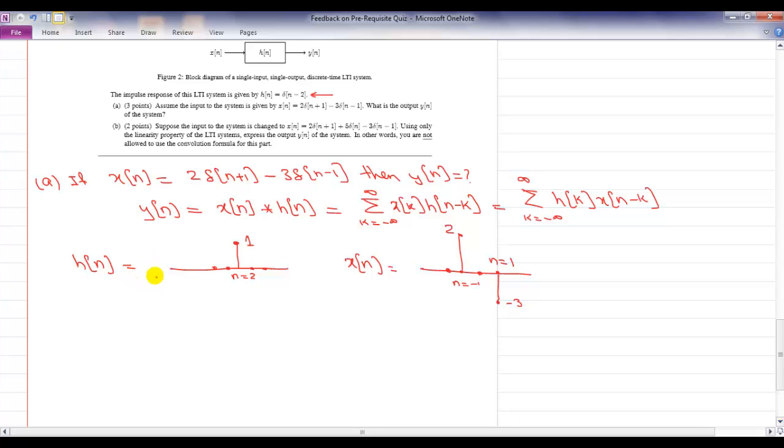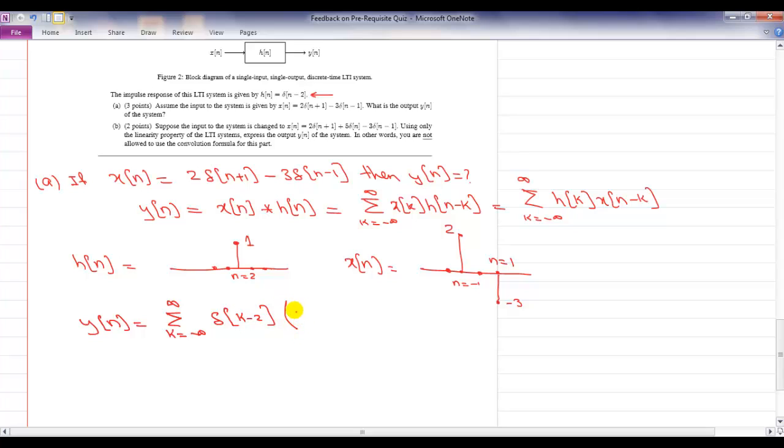Even though the summation may look daunting, that is perhaps the easiest way to solve this problem. I will write y of n equals the summation over k from minus infinity to infinity. I'll replace h of k with its value: since h of n is delta of n minus 2, h of k is delta of k minus 2.